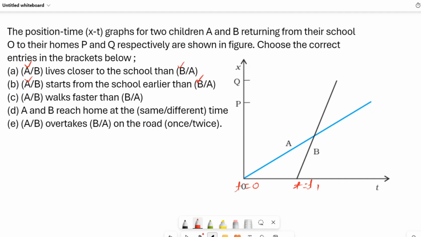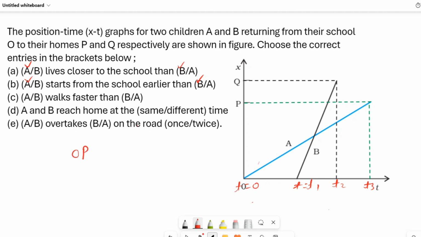Then the next question is whether A or B walks faster, whether A is moving faster or B is moving faster. So for this one, we'll draw perpendiculars from A and B. So this is the figure. Let's denote these points. Let's say this one as T2, and this one as T3. So we can see clearly that student A is covering less distance.